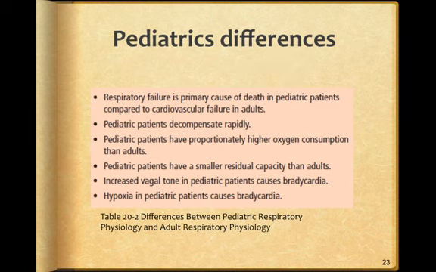Pediatric patients have a proportionally higher oxygen consumption than adults, which tends to make them more hypoxic quicker. Pediatric patients have a smaller residual capacity than an adult, which again means they don't have as much reserve to go to. Increased vagal tone in pediatric patients causes bradycardia. Hypoxia in pediatric patients causes bradycardia. So either one of these, if we continuously try to intubate them, we can increase their vagal tone, or if they become hypoxic, both of these will cause bradycardia. At the point that we start seeing bradycardia, we are very close to the edge of the cliff, if not already over it. We need to get as aggressive as we possibly can.